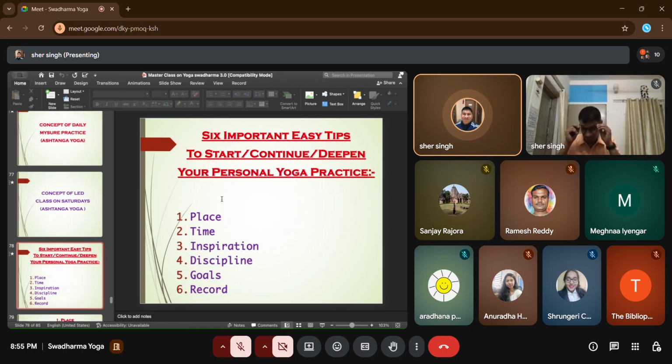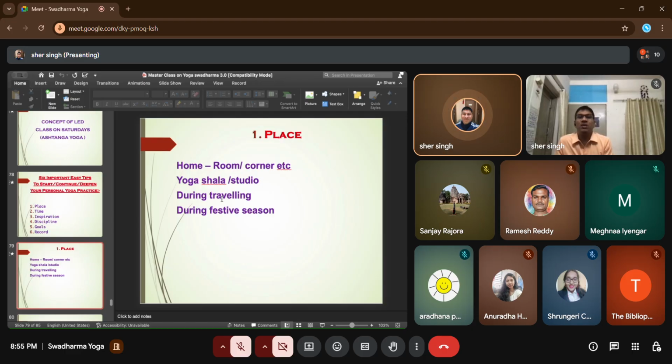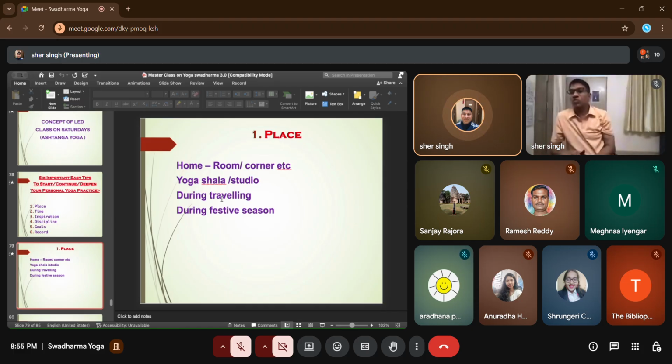Now I just want to share some important tips to start and continue deepening the practice. First is the place. Place is very important, so we will go one by one. We must practice every day on a designated place. Like I always practice in my room. You can see my room. This is my personal room.